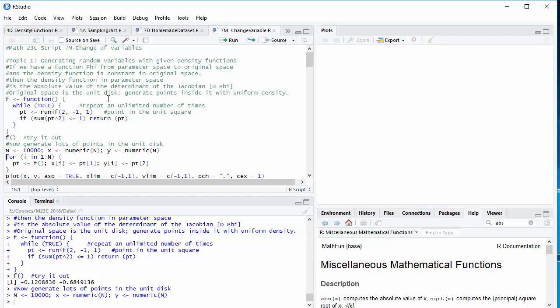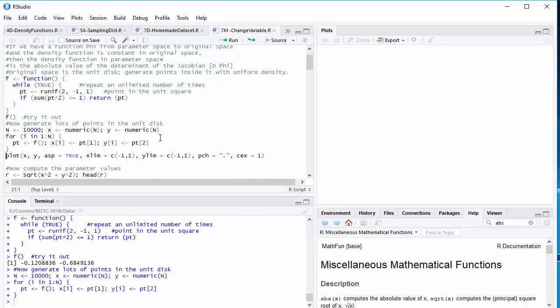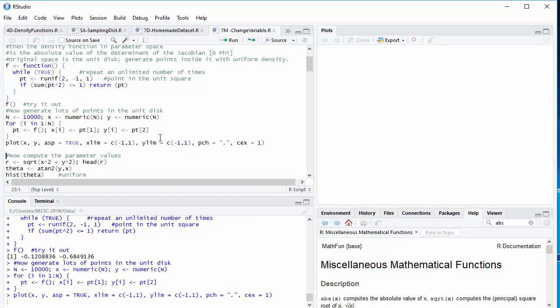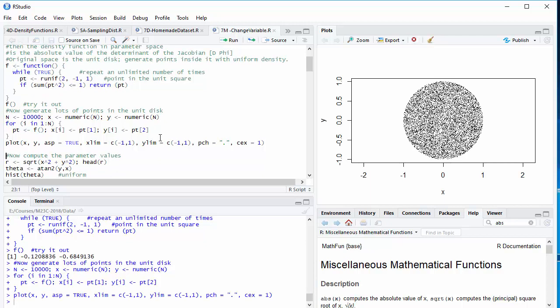So we'll set up vectors x and y to hold the result. We will call the function, save the values in the ith components of x and y, and see what we've got. And when I do a scatter plot, it really looks as though we've succeeded in getting points all inside the unit disk, and not surprisingly, the density is uniform.